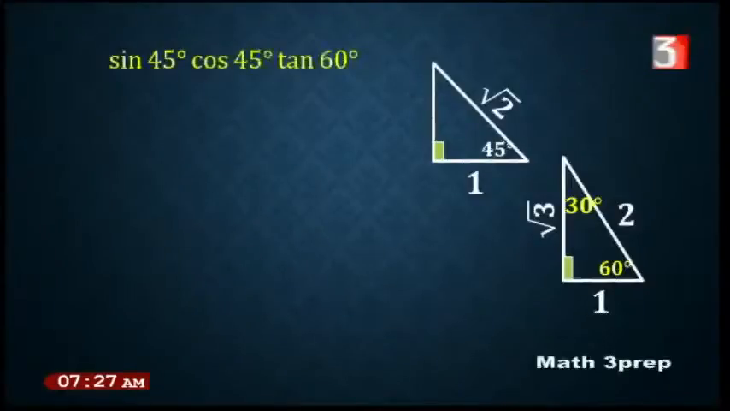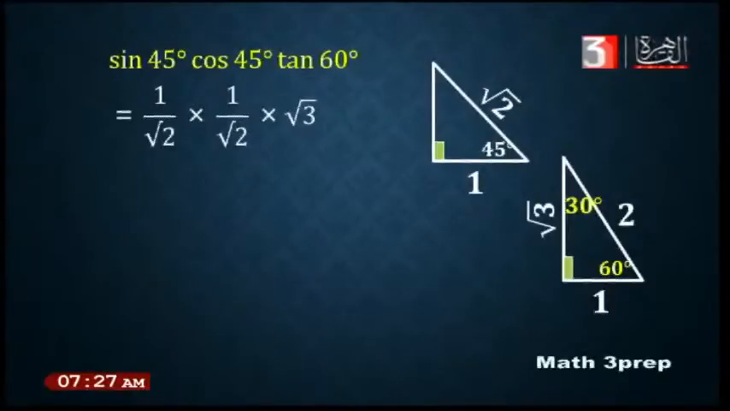Then, can you find sine 45, cosine 45, tan 45? The sine is opposite over hypotenuse, so it is 1 over √2. The cosine is 1 over √2 as it is adjacent over hypotenuse. And what about the tan 60? It is opposite over adjacent, so it is √3 over 1, which is √3. To obtain a result as square root 3 over 2.